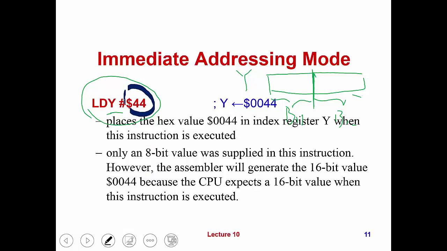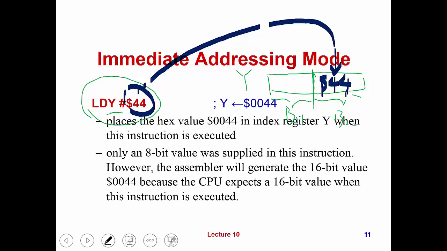Only 44. Now what happened? Although the value is only 1 byte, this value only goes to the low order byte of y. So 44 goes here, because the value is only given 1 byte. One byte always goes to the lower byte, and a 1-byte constant value always goes to the low order byte of y. Then what? The high order byte of y will be made 00.